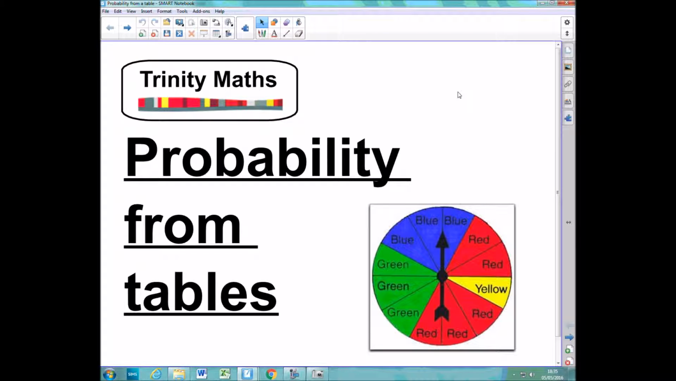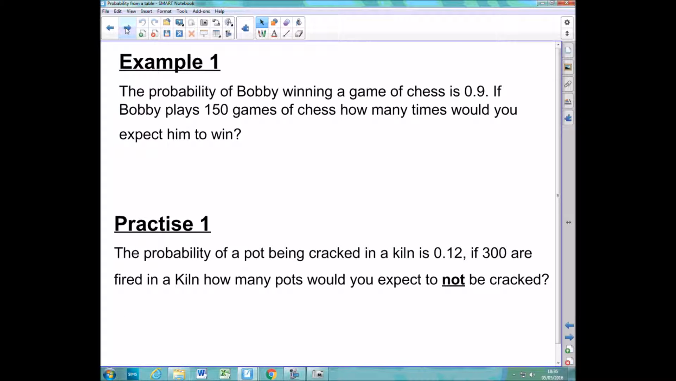Okay, so in this video we're going to look at expected value and probabilities from tables. In this first example, I'm told that the probability of Bobby winning a game of chess is 0.9. If Bobby plays 150 games of chess, how many times would you expect him to win?